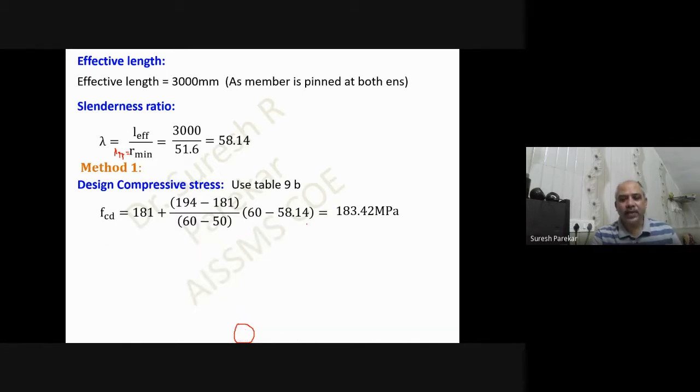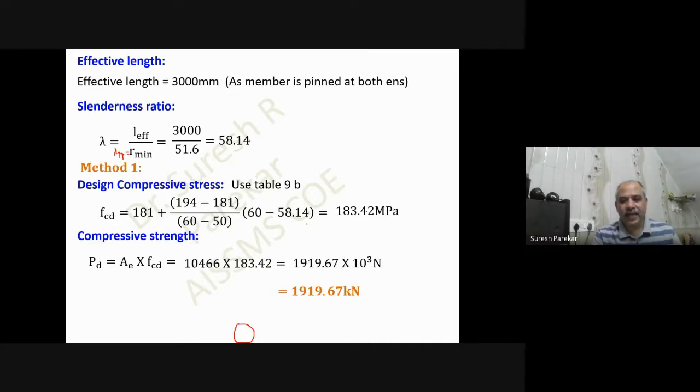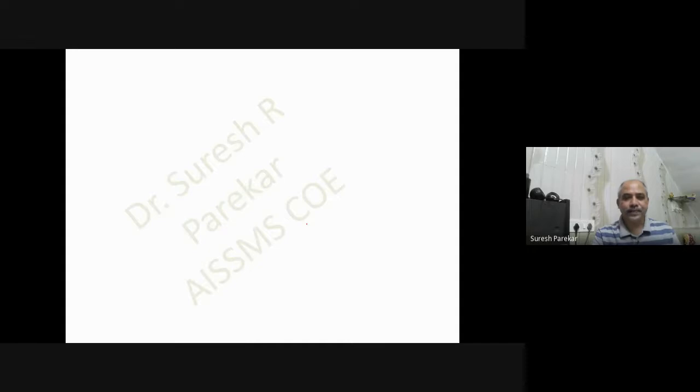And knowing this value, we can find compressive strength Pd equal to Ae into fcd, and substituting the values of Ae and fcd, we will get compressive strength as 1919.67 kilonewton.